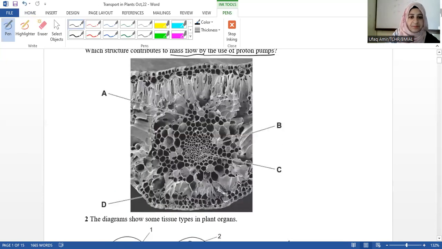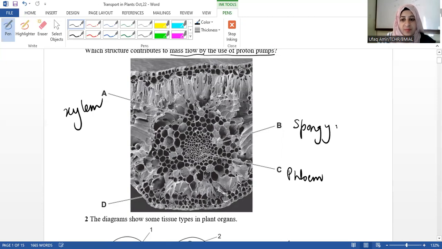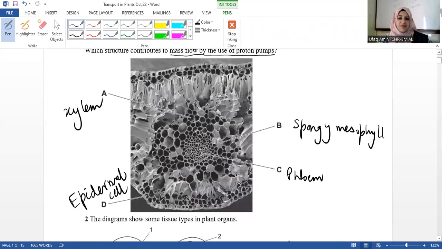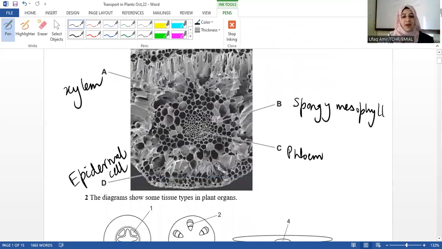So out of these, let me label. These hollow tubes are xylem, and in leaves, within a vascular bundle of the vein, the upper side is always xylem. The upper one is the xylem and the lower one is the phloem. So this C is the phloem, which is not very large and not completely hollow, unlike xylem. This B is the spongy mesophyll, and D is the lower epidermal cell. So these are the four labelings, and the one responsible for that mass flow using the proton pump of the companion cell is the phloem.